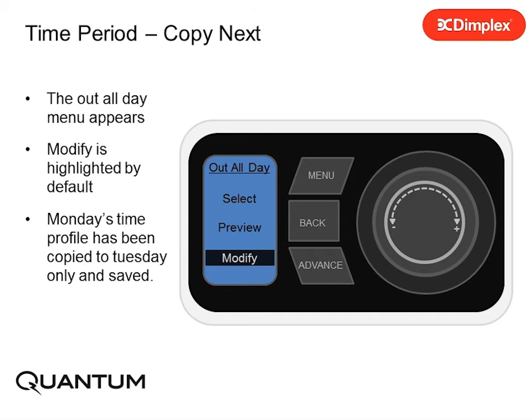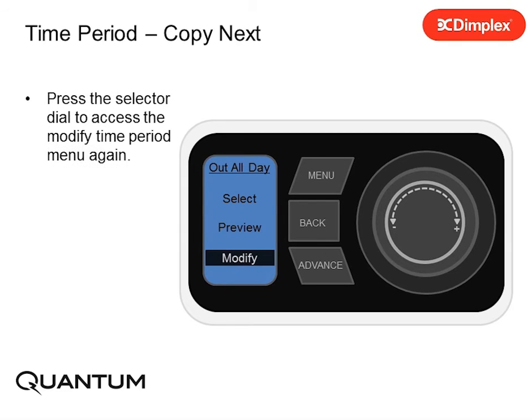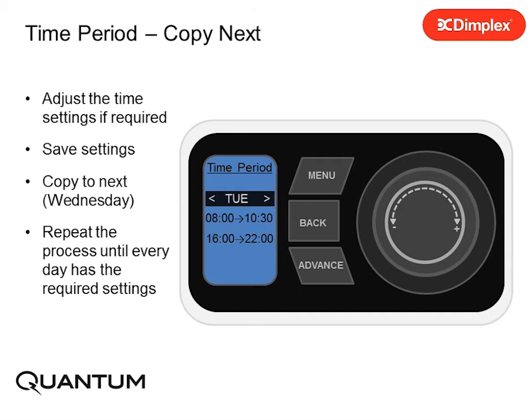The Out All Day menu appears. Modify is highlighted by default. Monday's time profile has been copied to Tuesday only and saved. Press the selector dial to access the Modify Time Period menu again. Adjust the time settings if required, save the settings and copy to next, Wednesday. Repeat the process until every day has the required settings.